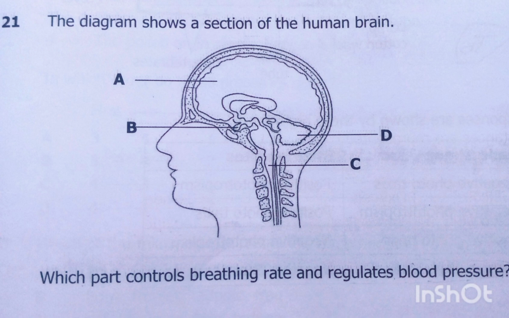Okay, so we have parts A, B, C, and D. For the sake of revision, we're first going to identify the parts A, B, C, and D, then we are going to talk about the function of each part. Let's look at A. A is the cerebrum.